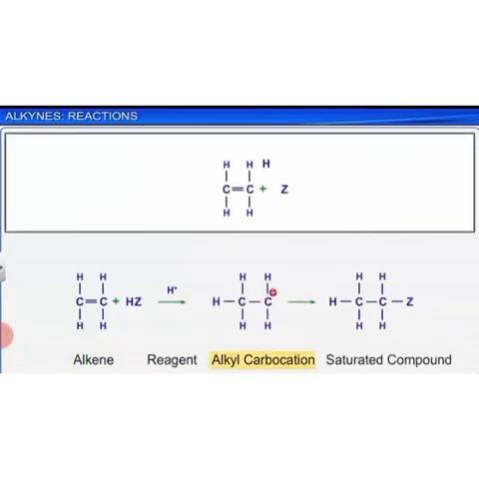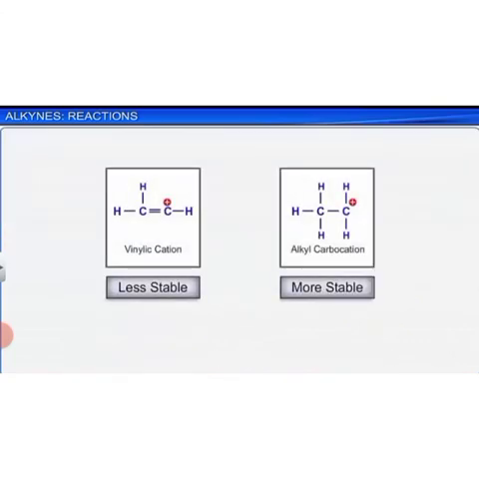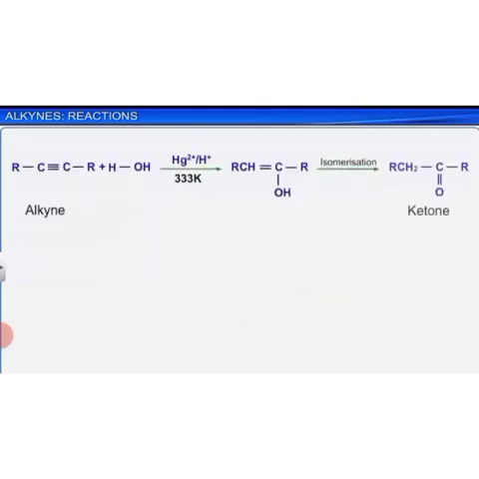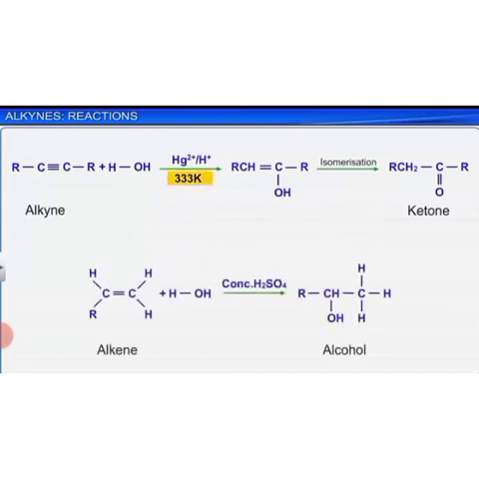Whereas alkyl carbocation is formed as an intermediate during the addition reaction of an alkene. As vinylic cation is less stable than alkyl carbocation, alkynes are less reactive towards the addition reactions than alkenes. Hence, the addition reactions of alkynes take place under drastic conditions when compared to the addition reactions of alkenes. Let's go through some addition reactions of alkynes.